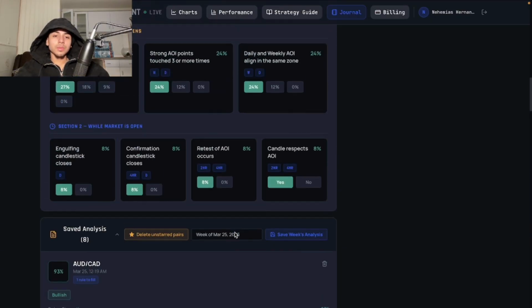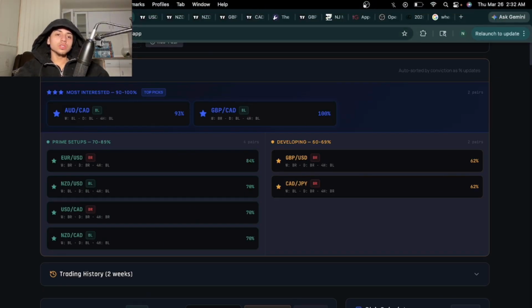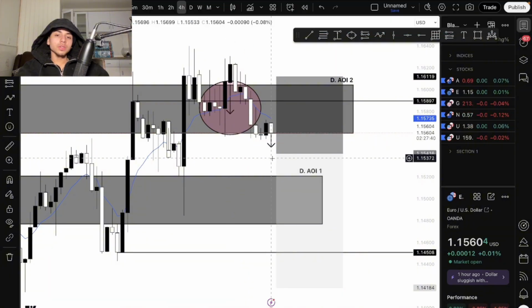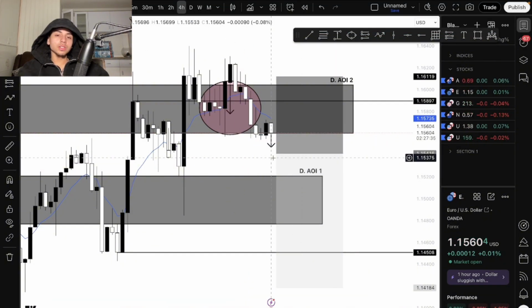Once it was saved, I came back over here, and now on my watch list, EURUSD is no longer developing. It's now a prime setup, and it's on this side, soon to be on the most interested once it closes on the 4 hour time frame down here. If it doesn't close down here, it doesn't respect it. It means that it doesn't respect the area of interest.